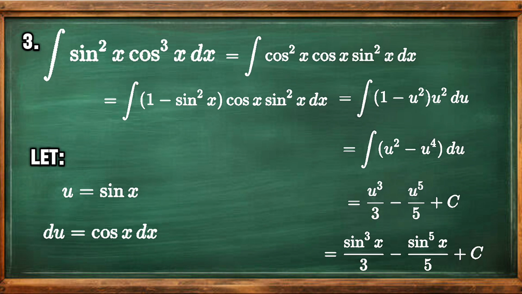We integrate each term to get u cubed over 3 minus u raised to 5 over 5 plus c. And then substitute back the u, which is equal to sine x. Therefore, the final answer is sine cube x over 3 minus sine raised to 5 x over 5 plus c.